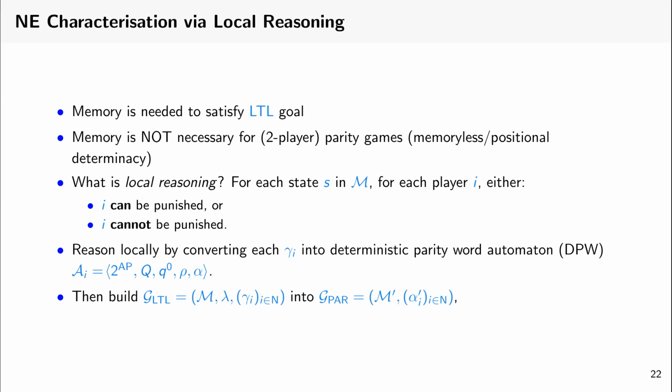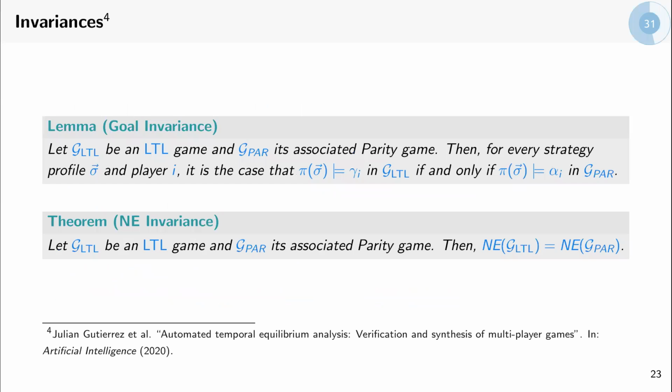compute the punishment strategies or punishment regions locally. And we need some assurance or some invariances that our new game, the parity game, is in some sense the same as our original game, right? Because otherwise, if there is some run that doesn't exist in the original game, then we have some problem there.